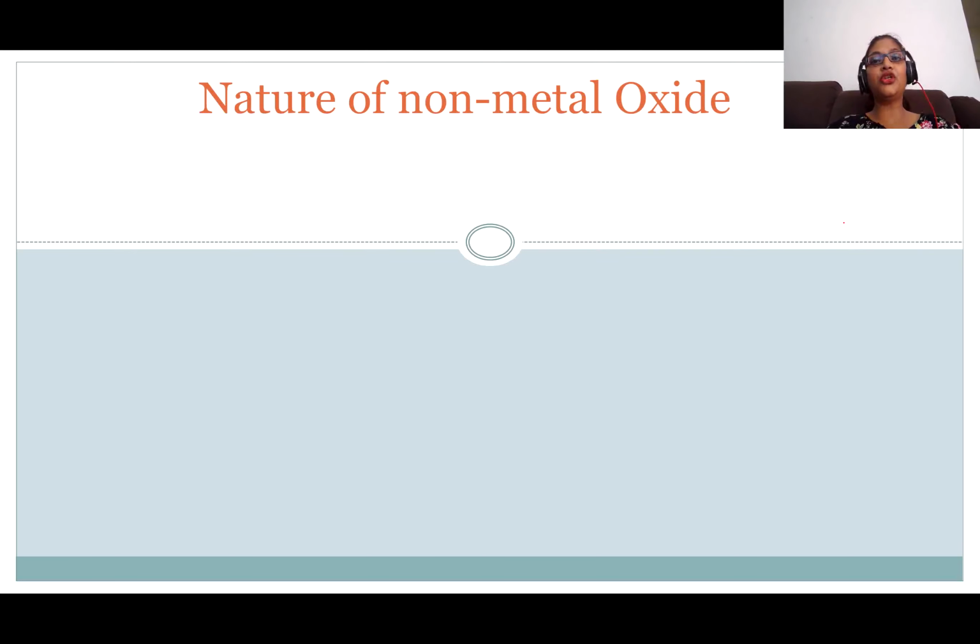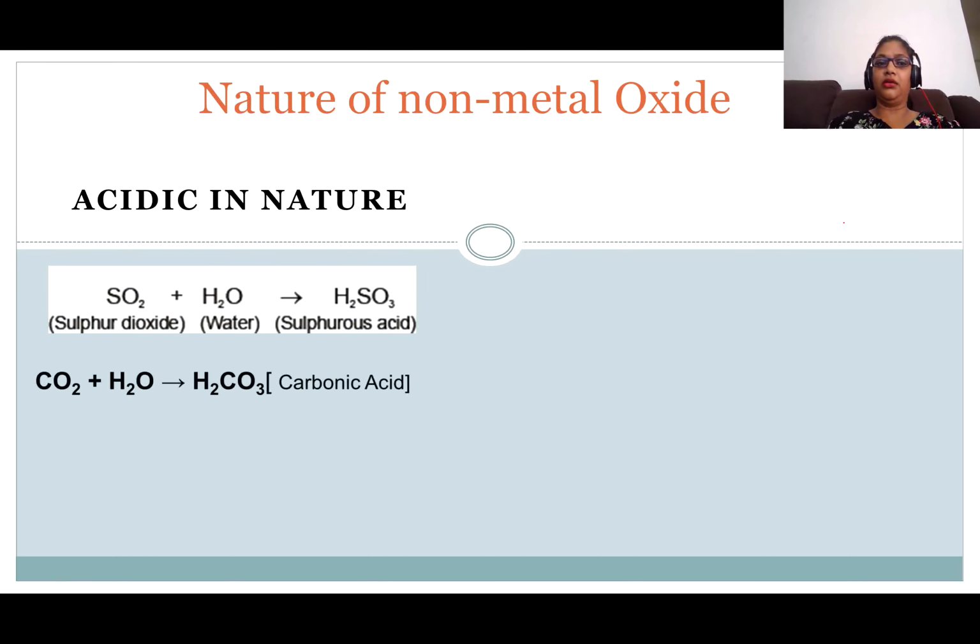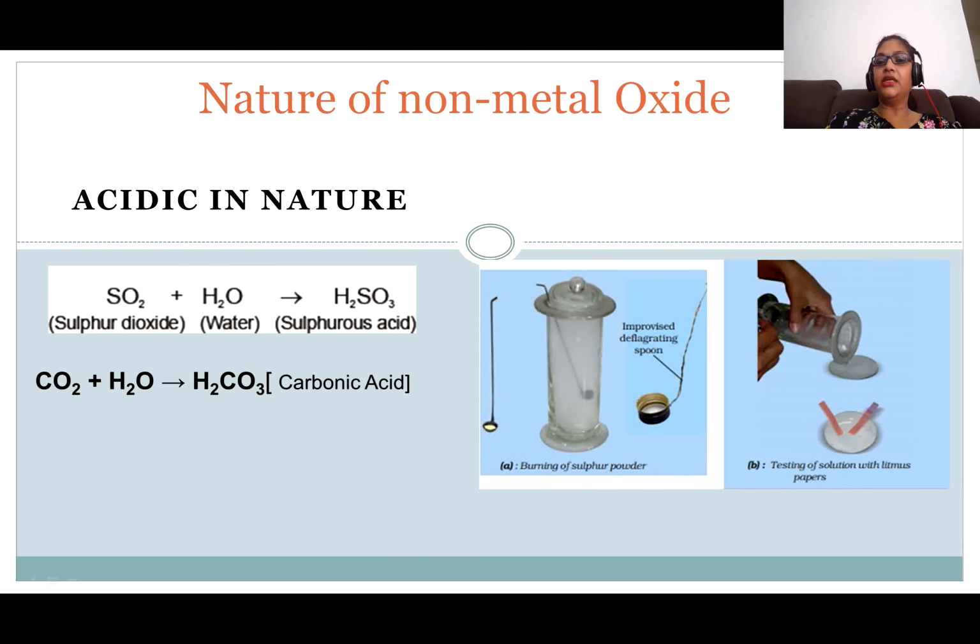Now, what will be the nature of non-metal oxides? Non-metal oxides are the opposite of metal oxides. Metal oxides were basic in nature, but non-metal oxides are acidic in nature. Now again, how will you identify? The same way we did for metal oxides. You can take any oxide, dissolve it in water, and then test with litmus paper. Like here, you can see the burning of sulfur. Sulfur dioxide is a gas that is produced, so we have to test in a closed jar.